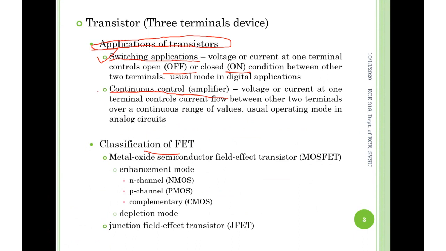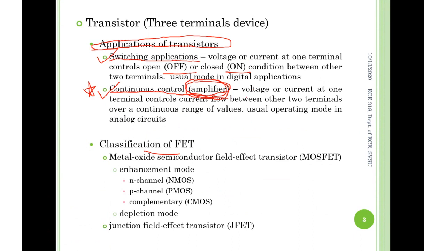And it can also be used as an amplifier. The second application is the major concern in 318 and 358. We also call it continuous control. What does it mean by continuous control? We will take a look and see how it works, how to make your transistor work as an amplifier, and how this amplifier is designed and calculated, et cetera.